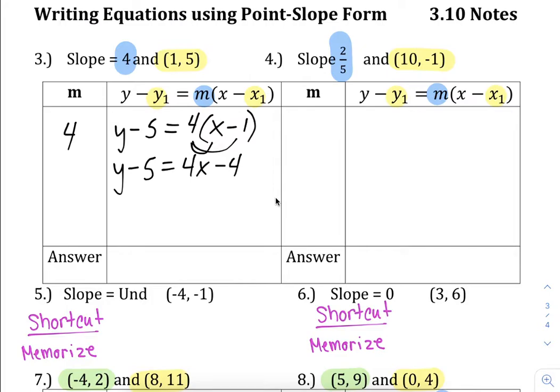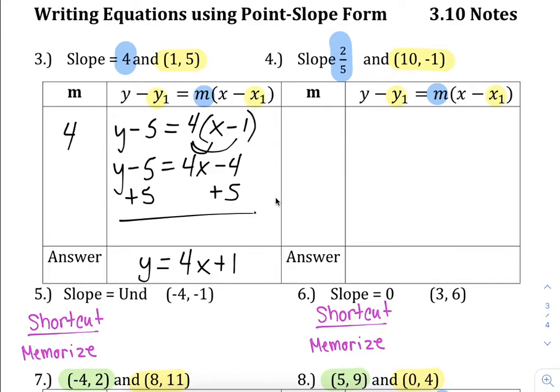My goal is to get the y by itself, so we're going to add the 5, that's the opposite, to both sides. And I end up with y equals 4x plus 1. I'll pause at the end of problem 4 so you have time to write it down if you're just listening.